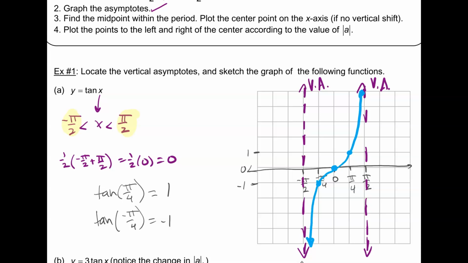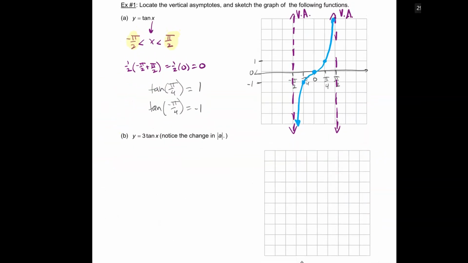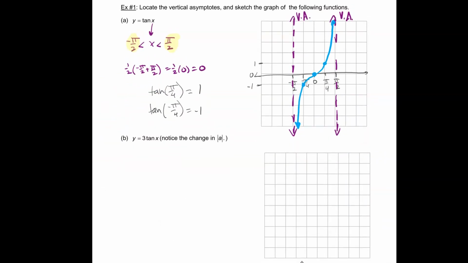Okay. Let's try the next one. So y equals 3 times tan x. Notice the change in the absolute value of a. So first, how is this graph going to be different than the one we just did? Do we have an idea? How will it look? Ariella?